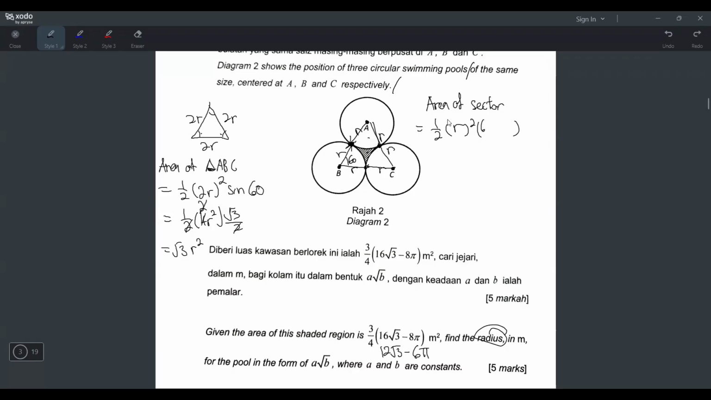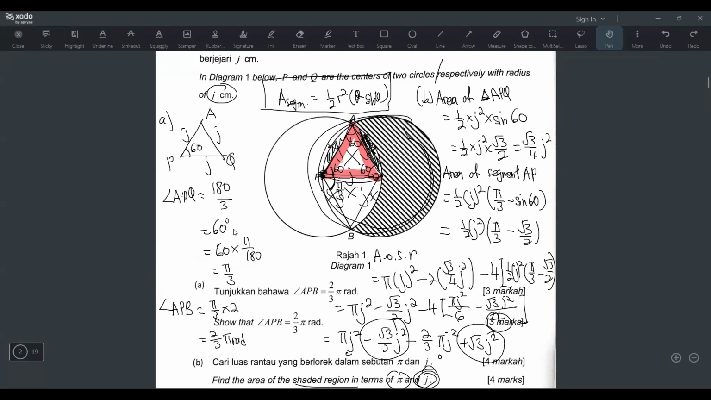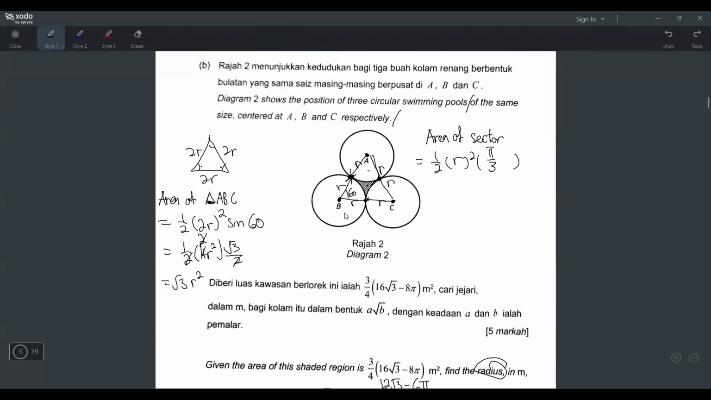So how to convert 60 to radian? It will be pi over 3, because just now we did it already: 60 times pi over 180 is pi over 3. Since the question wants us to write in this form later, I will not write in decimal. So it will be 1 over 2 r square times pi over 3. We can straight away multiply the top and bottom, so it is pi r square over 6, since 2 times 3 is 6. This is the area of one sector.